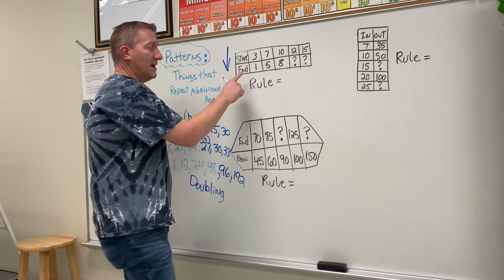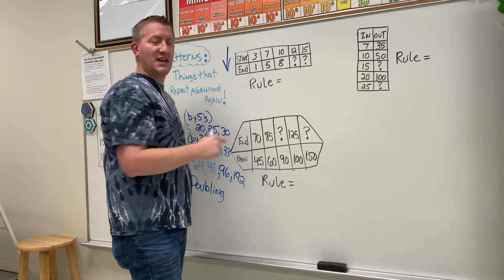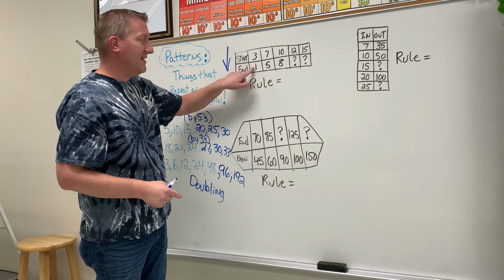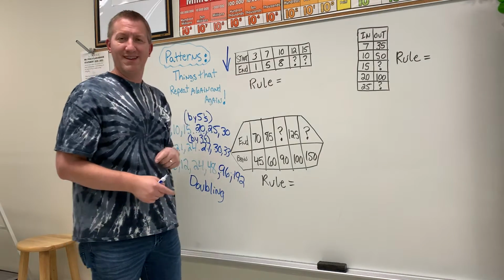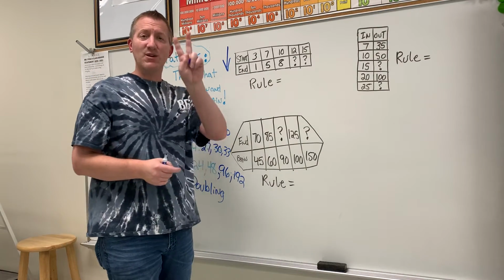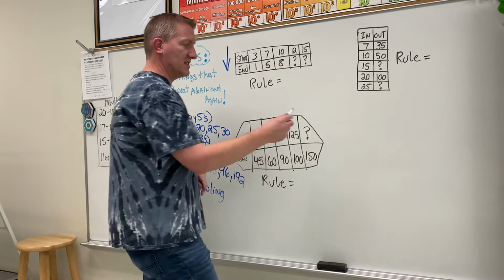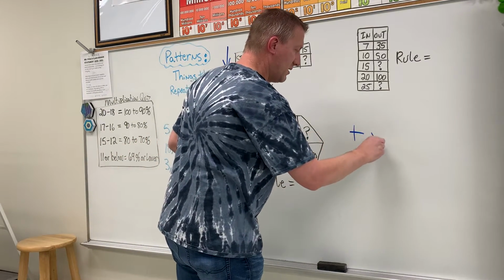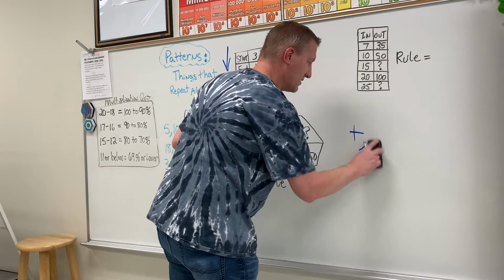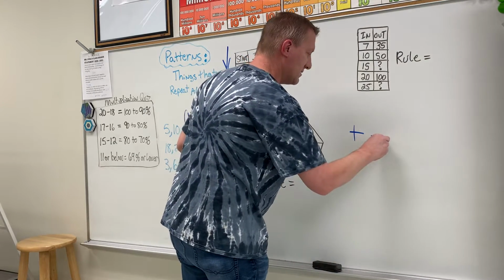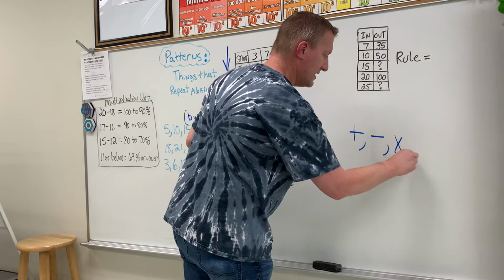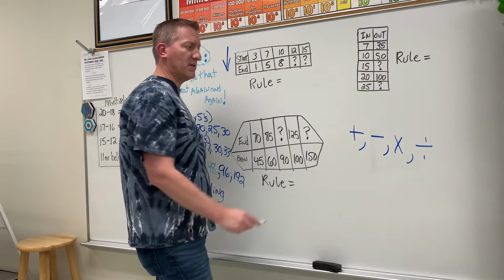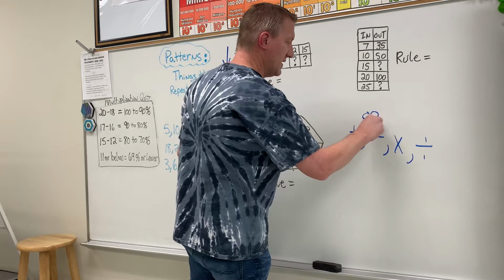So you notice our number is getting smaller. So it's going from a 3 and it's going to a 1. So that can only be 2 operations. So here are your 4 operations: addition, subtraction, multiplication, and division. So here are your 4 operations that it could be.